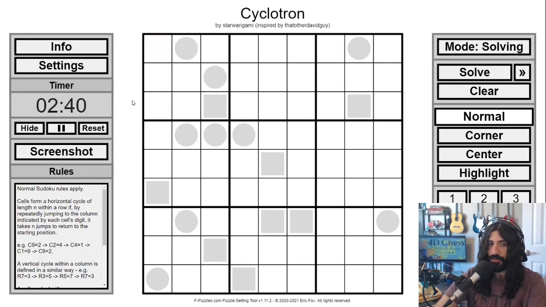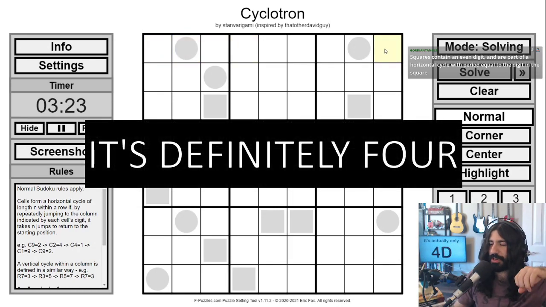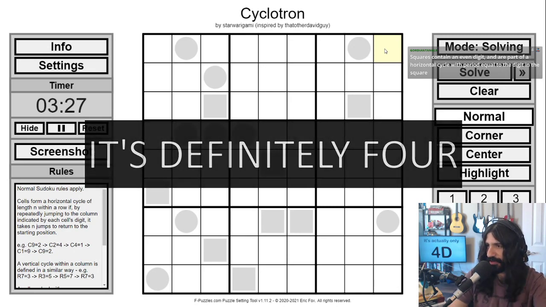Okay, I understand. So for example, if in the first row, in column 9 there was a 2, and in column 2 there was a 4, and in column 4 there was a 1, and in column 1 there was a 9, that would be a horizontal cycle. We would move 1, 2, 3, 4, and then, oh no, it takes 5 jumps to get back to the starting position. So that would be a cycle of length 5.